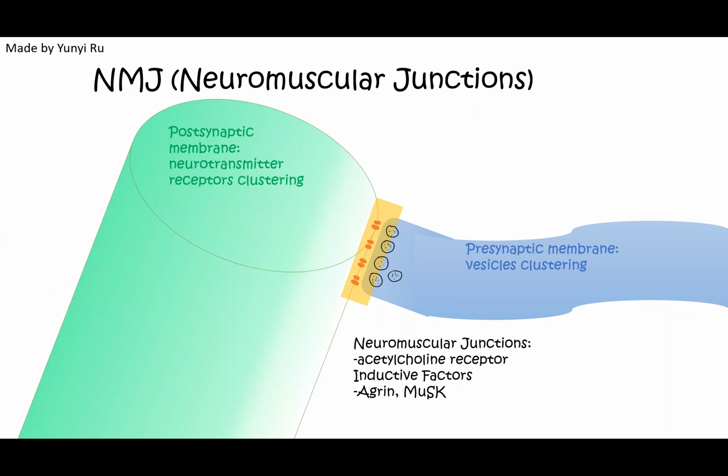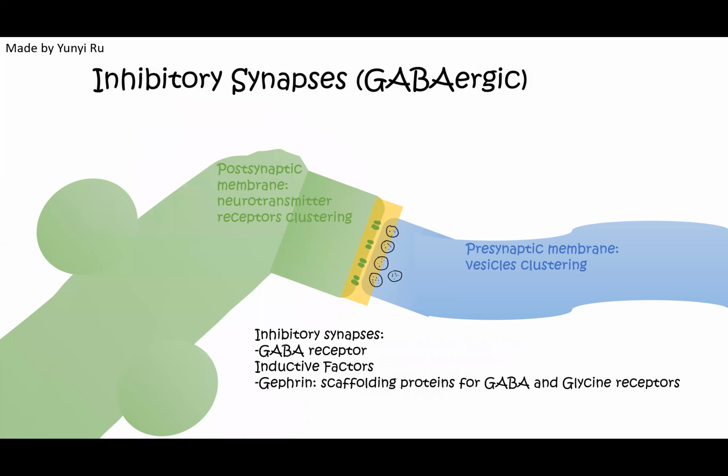If the synapse is between me and Musmint, a neuromuscular junction, things would be a little different. Acetylcholine is used as neurotransmitter, while agrin and MuSK are essential inducing factors. In an inhibitory synapse, or GABAergic synapse, GABA is used as a neurotransmitter, while gephyrin, a scaffolding protein, clusters GABA and glycine receptors.